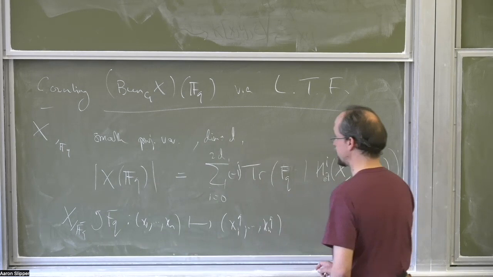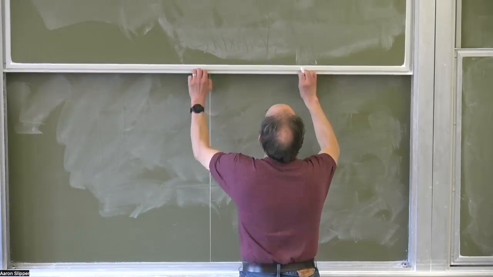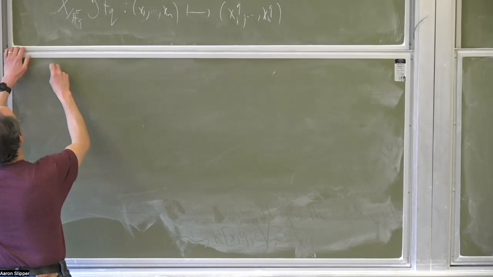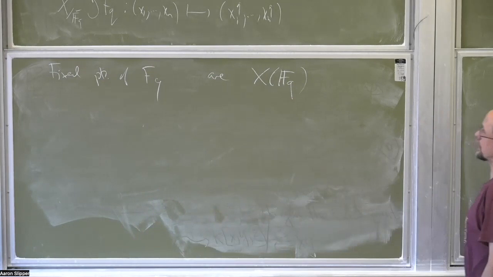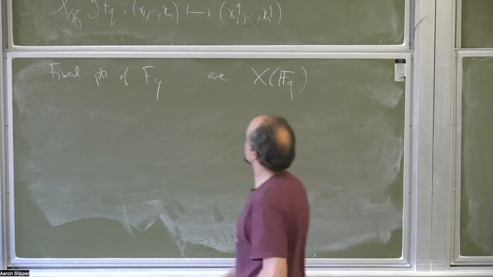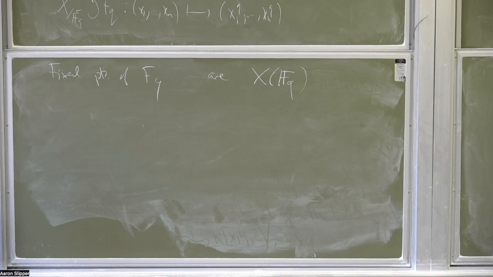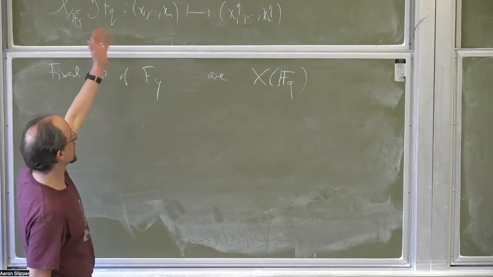The fixed points are exactly the points of X defined over the finite field F_q, from our simple theorem. Then if you imagine there's a cohomology theory of some reasonable type, like singular cohomology of compact manifolds, you can imagine that you can count the points by a Lefschetz trace formula, and that's what's true.